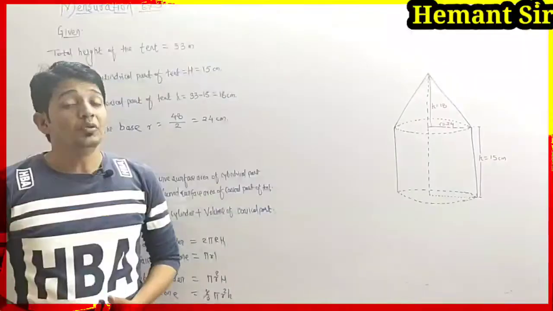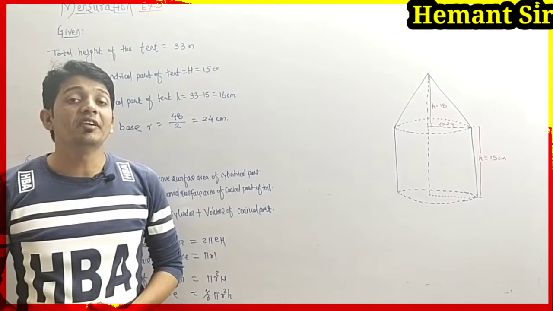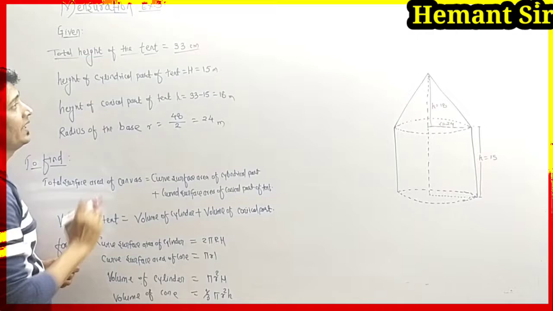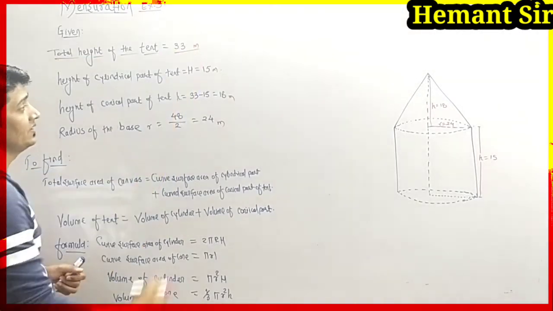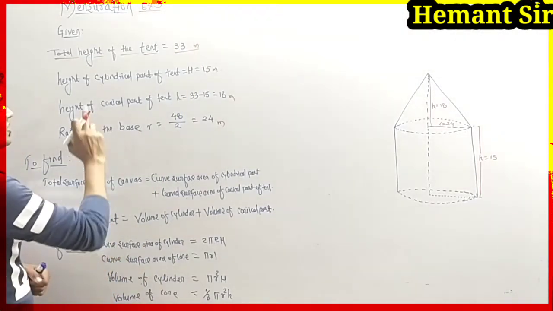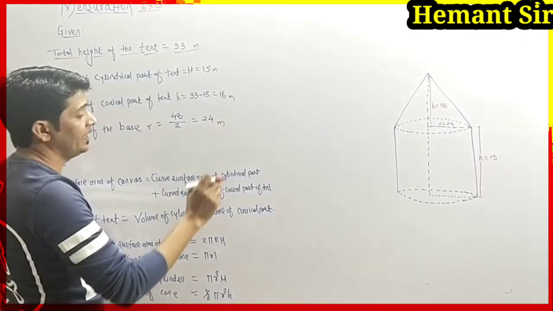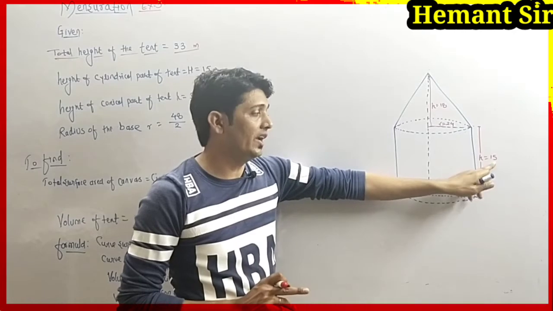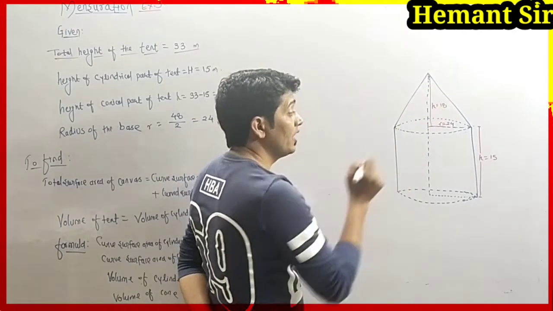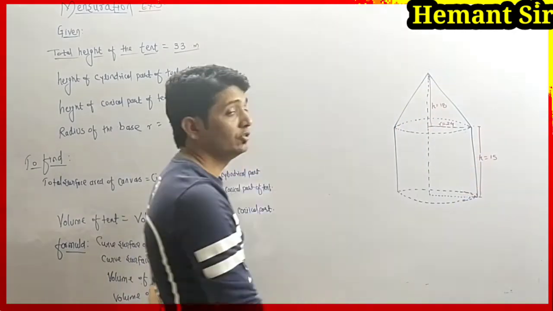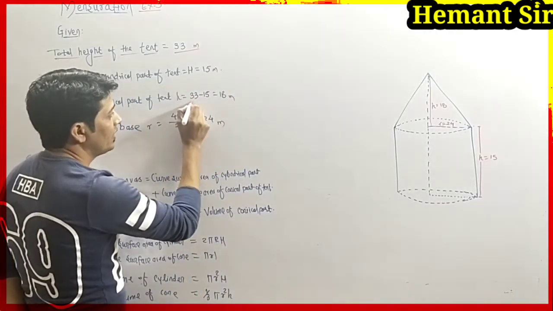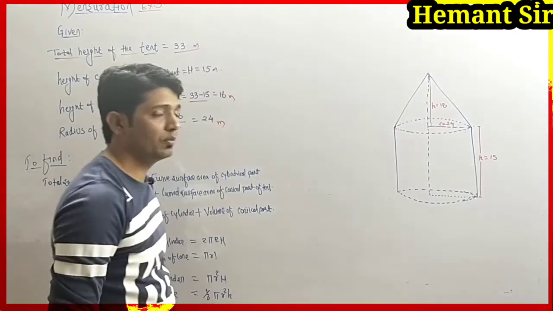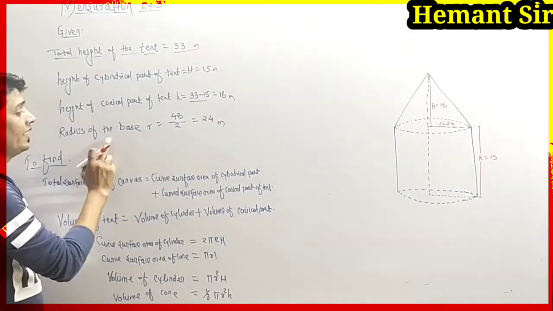First we have to understand the given part of the question. It is given that the total height of the tent is 33 meter, from which the height of the cylindrical part of the tent is 15 meter. That means the height of the conical part will be 33 minus 15, that means 18 meter will be the height of the conical part of the tent.